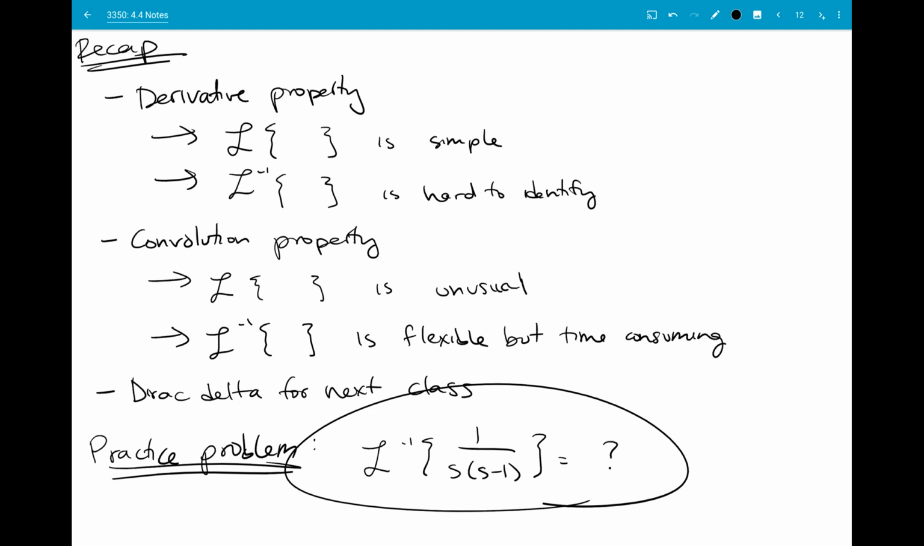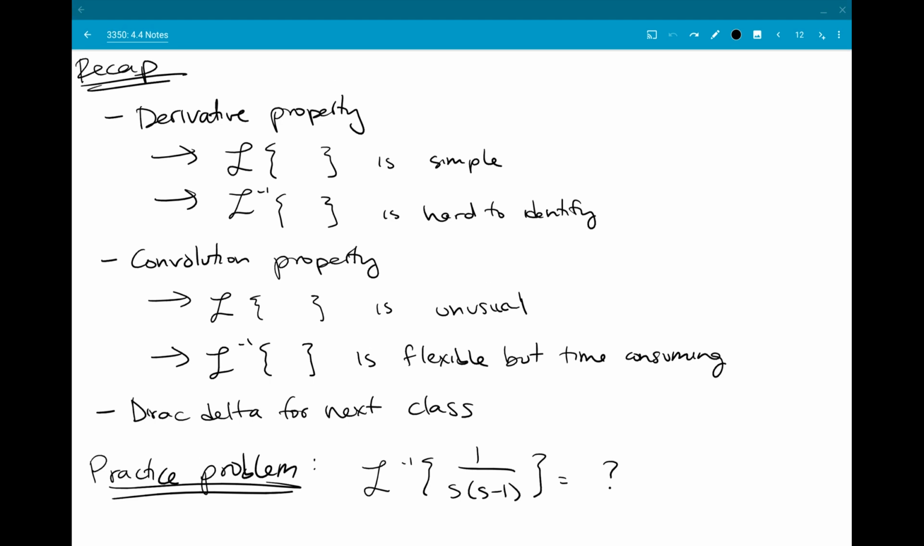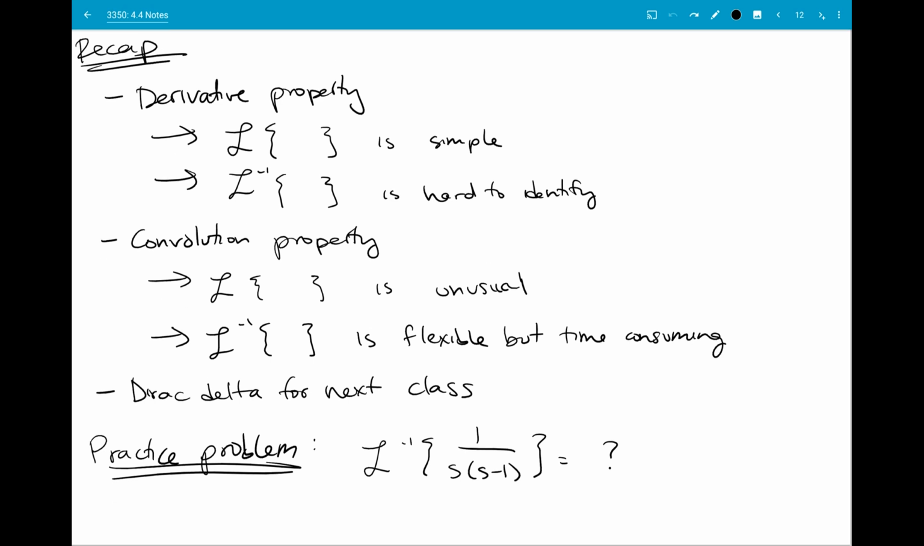So your practice problem is this right here, just to compute the inverse Laplace transform of 1 over s times (s minus 1). In prior classes, we would have done a partial fraction decomposition for that. So why don't you try it with the convolution property and then tell me if you would prefer partial fraction decomposition or convolution for that. So work on that, and I will see you in class.